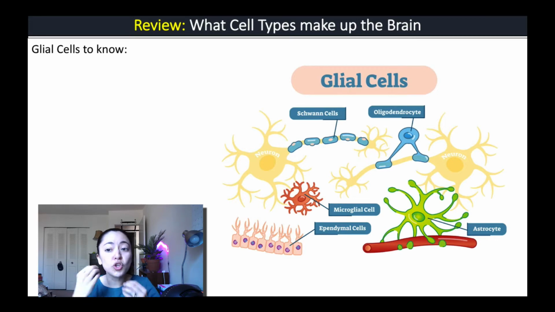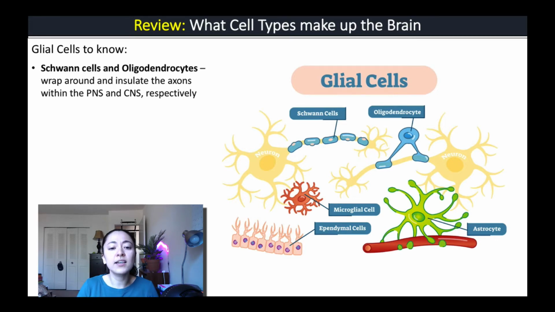The glial cells you should be familiar with are Schwann cells and oligodendrocytes. Schwann cells wrap around and insulate the axons within the peripheral nervous system. And oligodendrocytes wrap around and insulate the axons within the central nervous system. They each wrap around the axons in slightly different ways, as you can tell from the picture.